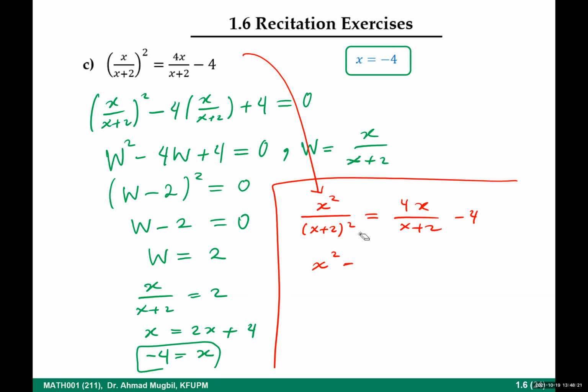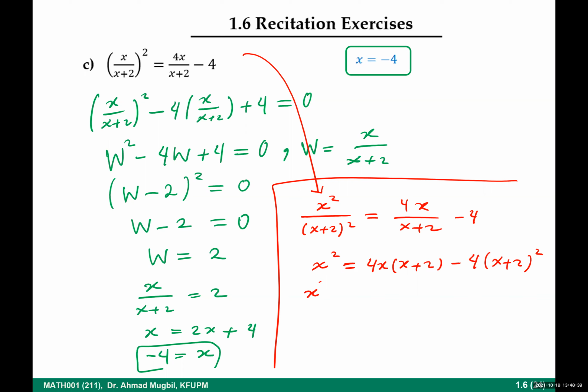Now you will get x squared equals 4x multiplied by x plus 2. One of them will be cancelled with the one in the denominator. Minus 4 multiplied by x plus 2 all squared. It looks like this will be a little bit longer, but I think the first method is better.